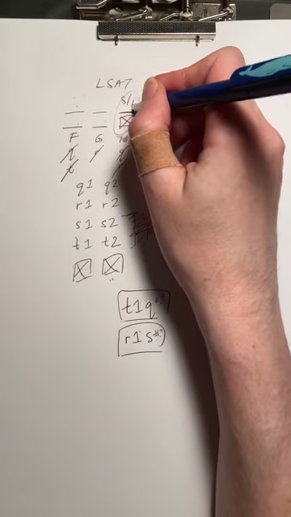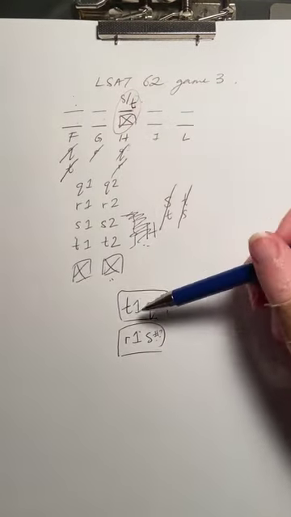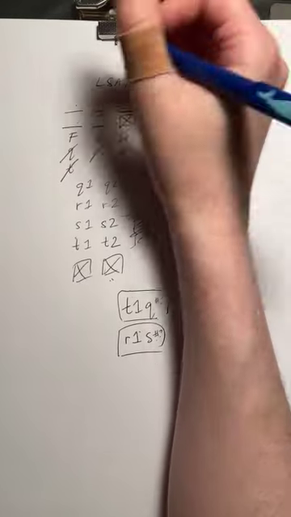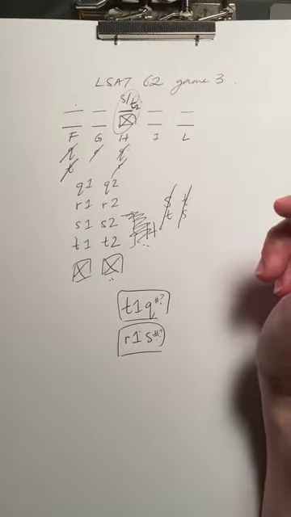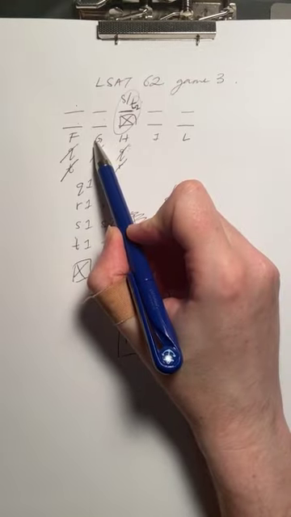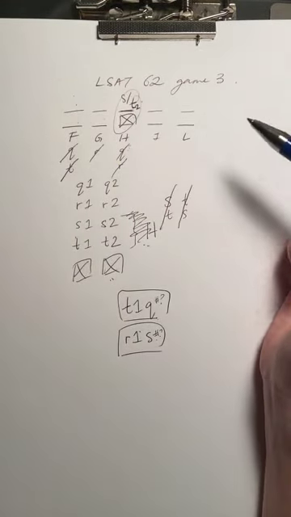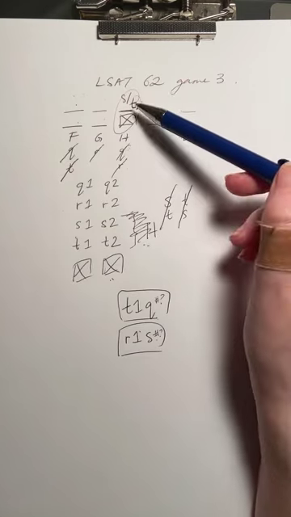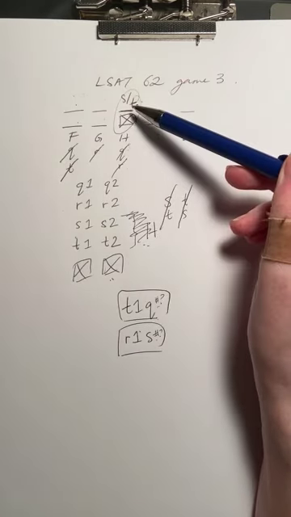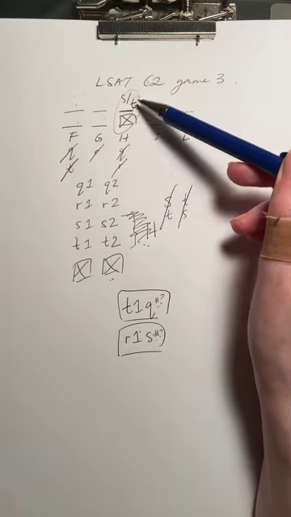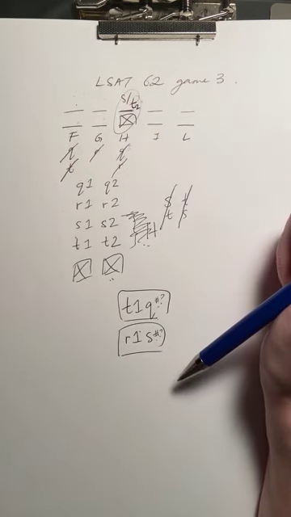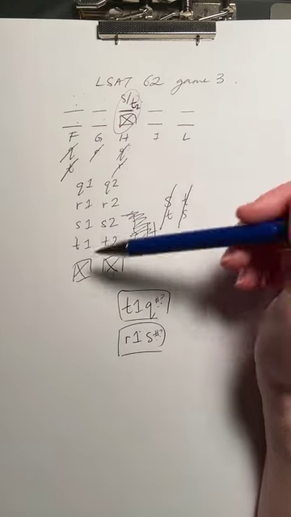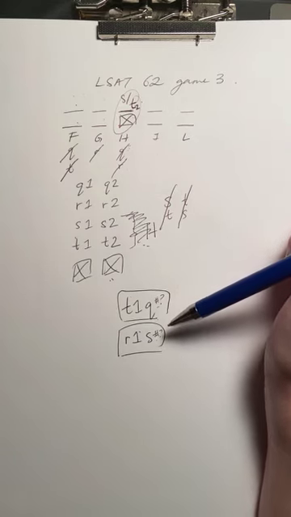So if this is T, it can't be T1. It would have to be T2. And T1 would have to be here, because T1 has to have a Q with it, and this T has to have an empty space with it. So there's a fair bit that we can figure out here.